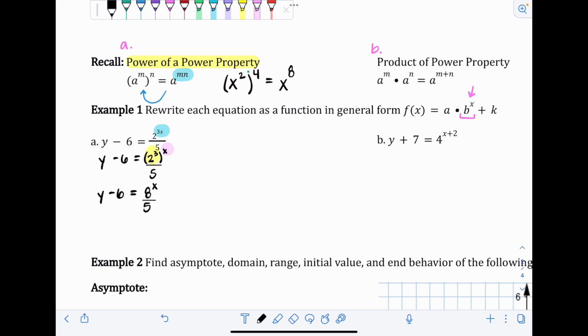And then when I was saying that we need to isolate the base, the b to the x, that means that we have to get the part that's being raised to the x completely by itself.